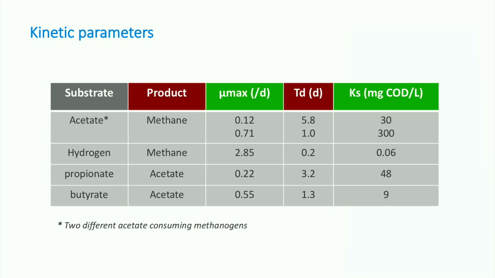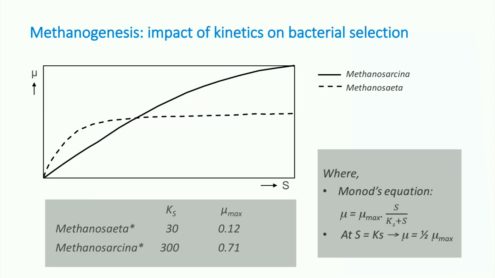With regard to the acetate-consuming methanogens, two sets of kinetic parameters are given, which belong to two different species of methanogens. The slow-growing acetoclastic methanogen that is characterized by a high substrate affinity, or low Ks value, belongs to the Methanosaeta species. And the fast-growing organisms, characterized by a low substrate affinity and a high specific growth rate, belong to the Methanosarcina species. The substrate-dependent growth curves follow Monod kinetics. From the Monod equation follows that when the substrate concentration equals the Ks value, the actual growth rate is half μmax.